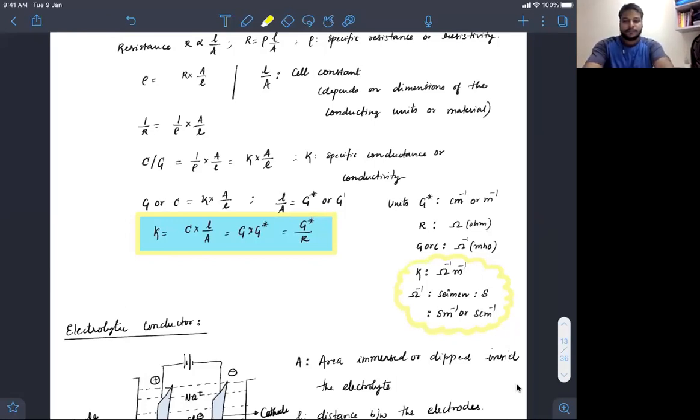Sir, what is that written? G or C. Conductance can be written as G or C.